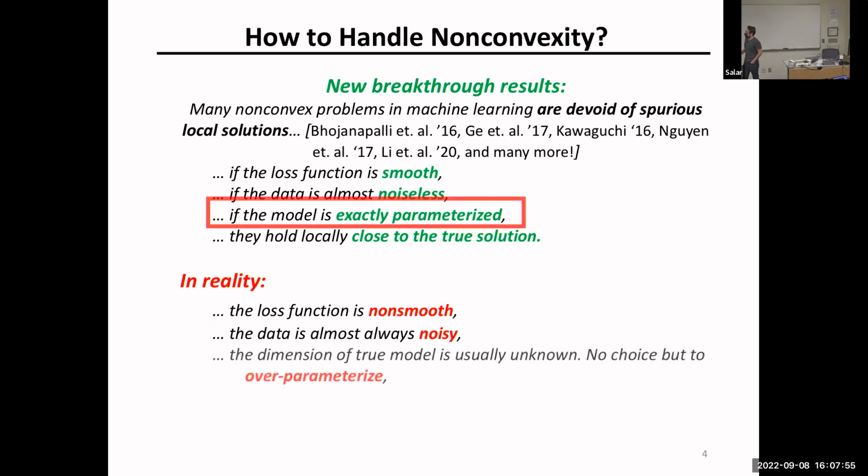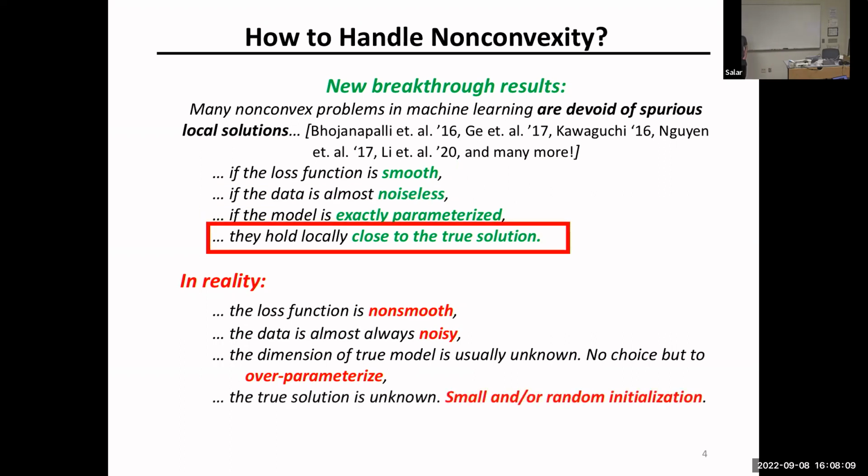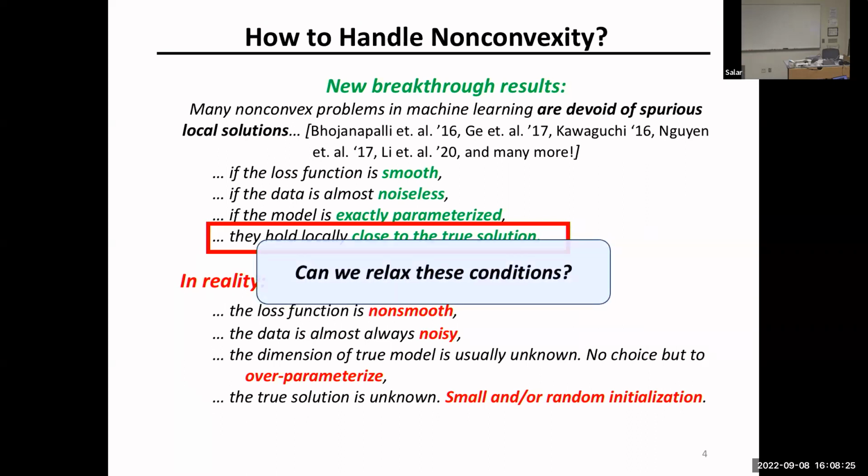And the other issue is that we don't know the true model. We don't know how many parameters we need to model our problem, so we have no choice but to overparameterize just to be safe. Also, we don't know where the true solution is, so we cannot take advantage of this local benign landscape of the problem. In practice, all we can do is maybe do small initialization or random initialization and hope for the best. Now the question is, can we relax these conditions and still have benign landscape?